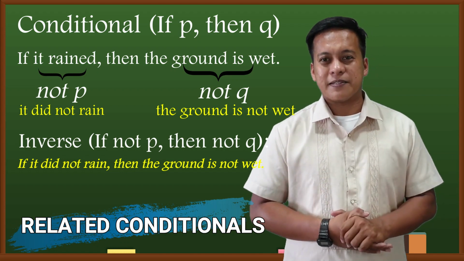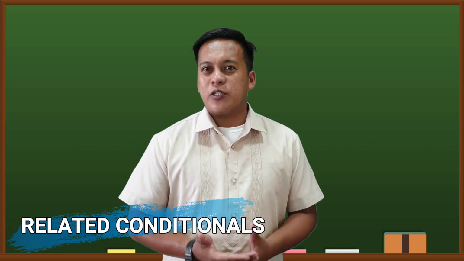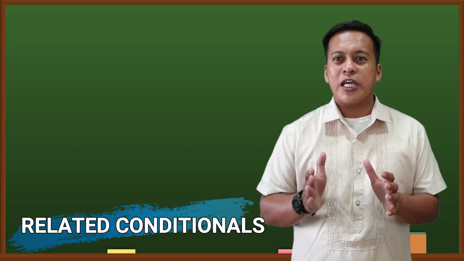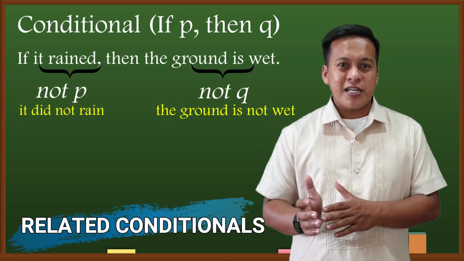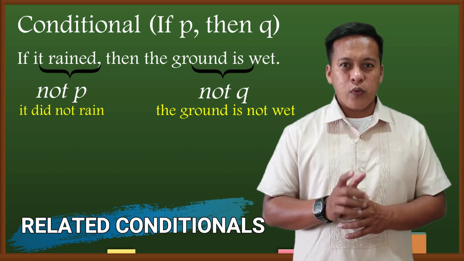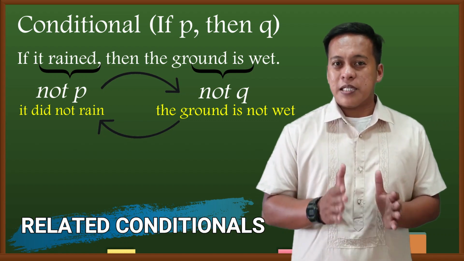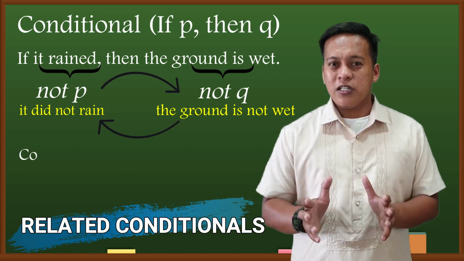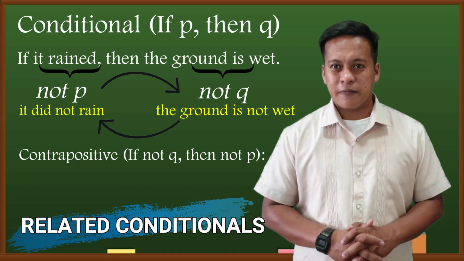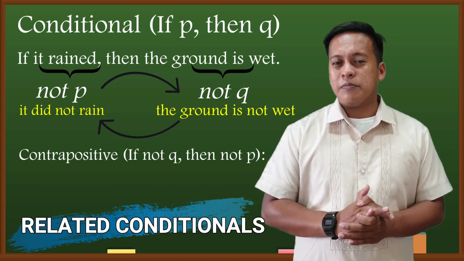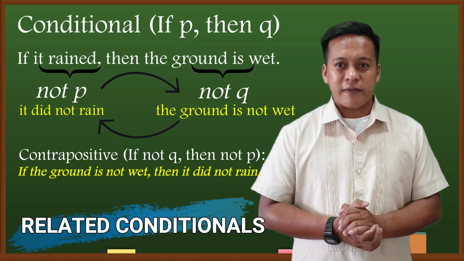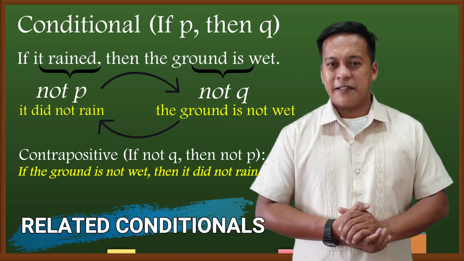Very simple, right? Now, let us proceed with the contrapositive statement. To do this, we will also negate both P and Q, just like what we did in getting the inverse, but this time, we will interchange them. In symbols, it is contrapositive: if not Q, then not P. Following the pattern, we have the contrapositive statement: if the ground is not wet, then it did not rain.